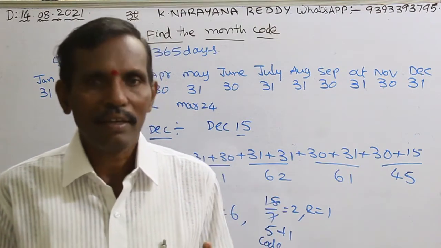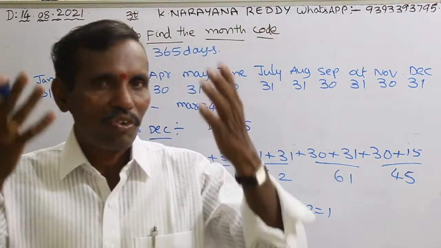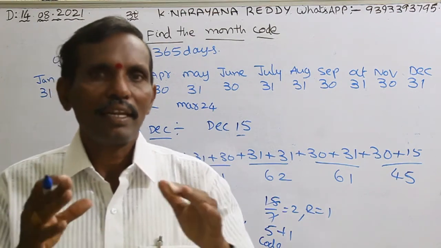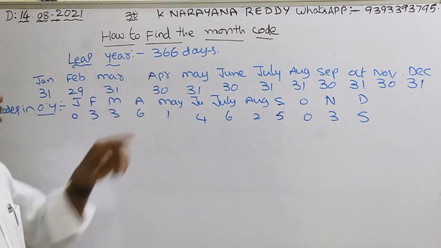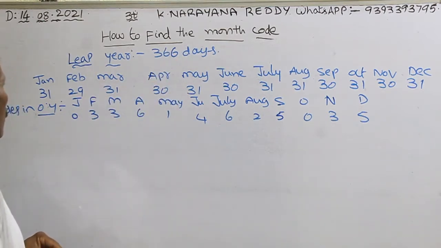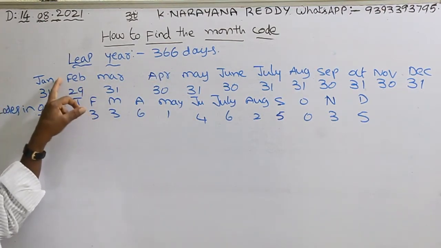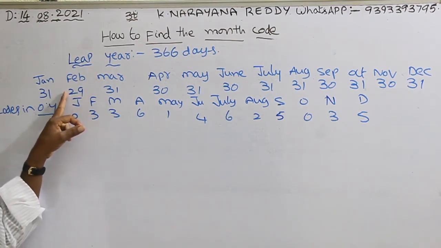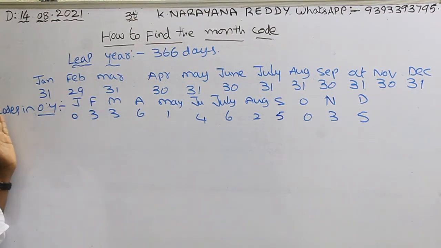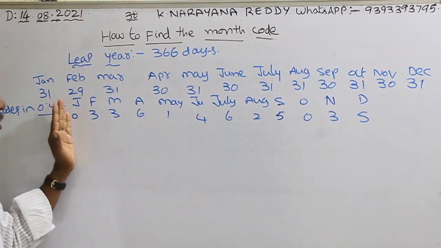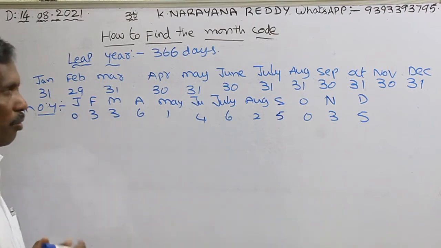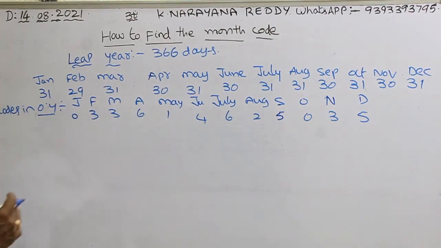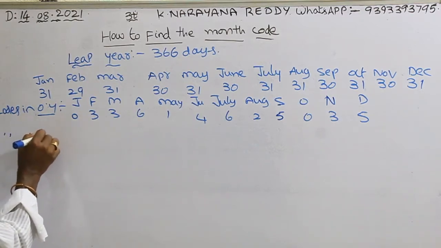Now we will see how to find the code for months in a leap year. Okay? See here. A leap year contains 366 days. In a leap year, February contains 29 days. Okay. Now, we already told the codes in an ordinary year. These are the codes for an ordinary year. Now the leap year codes. Simply, codes in leap year.